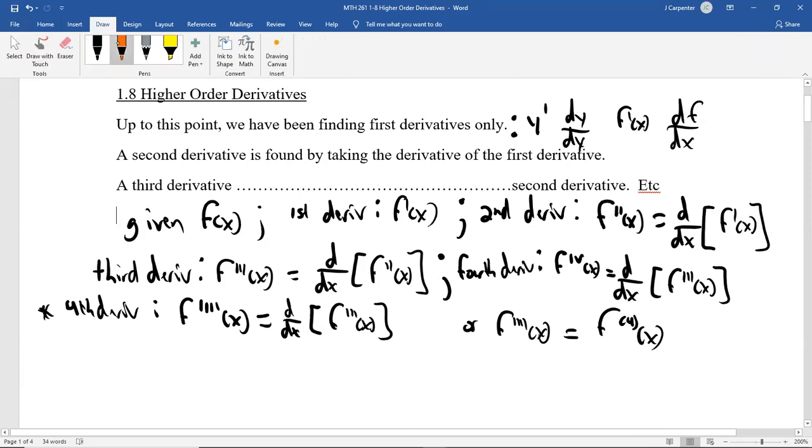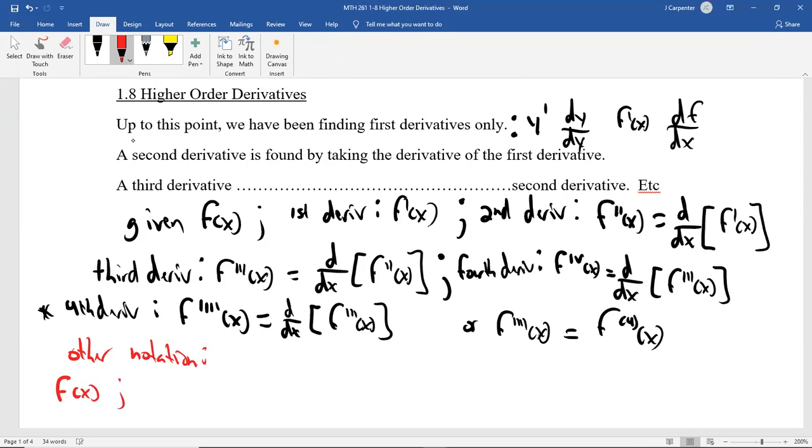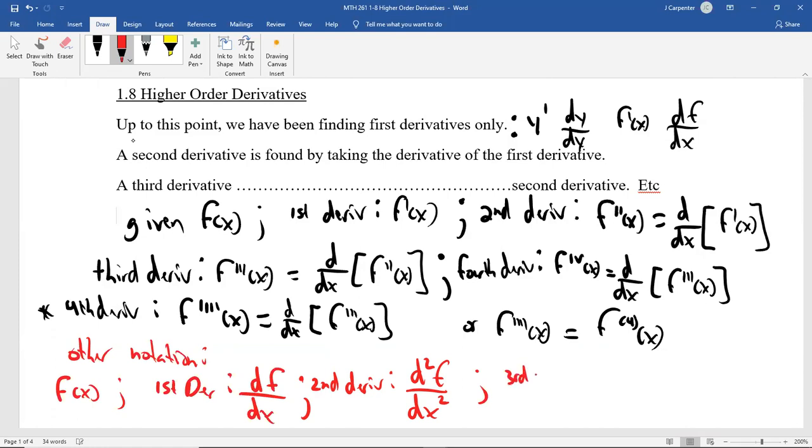So the other notation: you have your regular old function. You have your first derivative, which would be df dx, no surprise there. You have your second derivative, which looks like this, d2f dx squared. Then your third derivative looks like d3f dx cubed, et cetera. I'll write the fourth one since I did 4 on the others. Your fourth derivative would be d4 f dx to the 4.